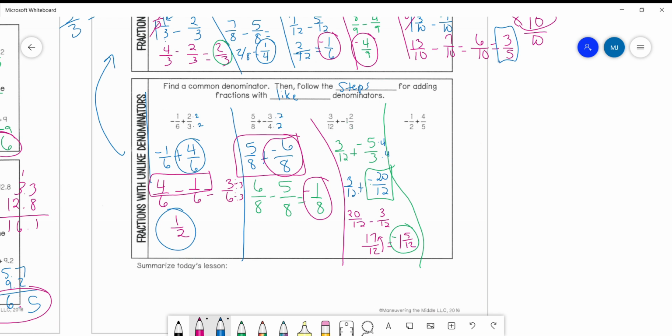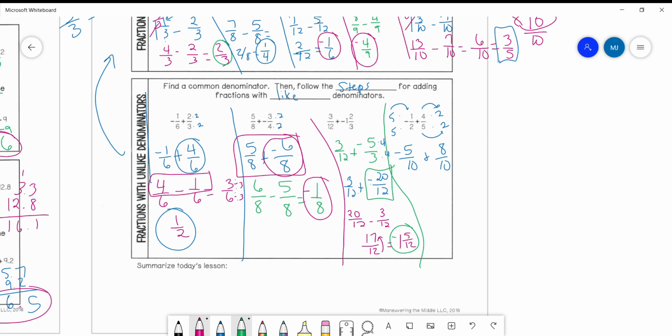Negative 1/2 plus 4/5. First of all, our denominators are not the same. This time, I can't make a 2 become a 5, and I can't make a 5 become a 2, so the next thing would be 10. So this side gets multiplied by 5, while this side gets multiplied by 2. So 5 times 1 is 5, 5 times 2 is 10, and it had a negative sign, and don't forget it. 4 times 2 is 8, 5 times 2 is 10, and that one is positive.